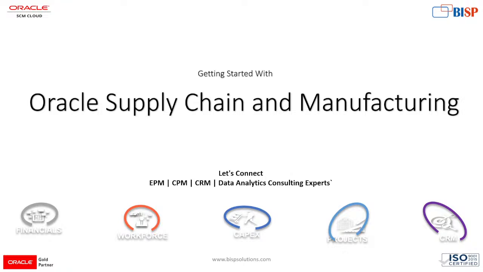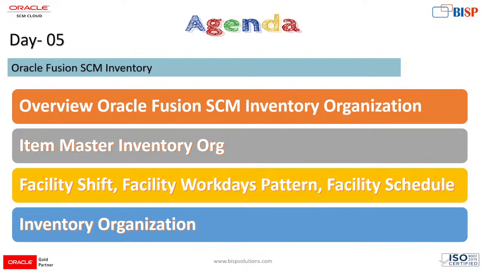The webinar title is Get Started with Oracle Supply Chain and Manufacturing, that is SCM. So in Day 5, on Oracle Fusion SCM Inventory, first we will overview the Fusion supply chain inventory organization, then the item master org. Then we will go through the facility shift, how we can create the facility shift, facility workday pattern, and facility schedules. After that there will be an inventory organization. We will create an inventory organization in the application.